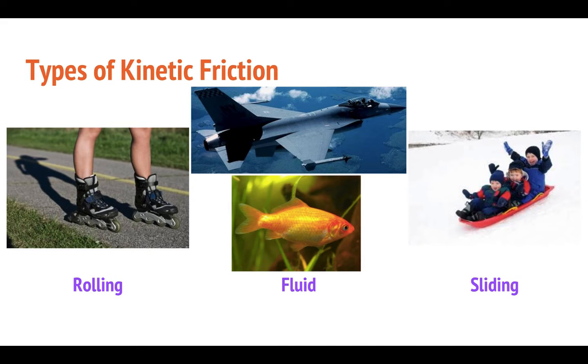Fluid friction is the same as air resistance in the air. We also call it fluid friction because it applies to objects underwater as well. So when that jet is moving to the right, there's fluid friction or air resistance going to the left. So fluid friction is acting against the object where it's moving. Same thing with the fish. The fish is moving to the right, and there's fluid friction acting to the left against it.